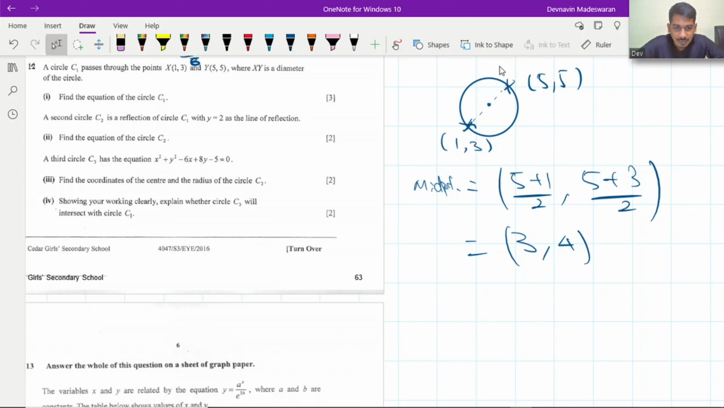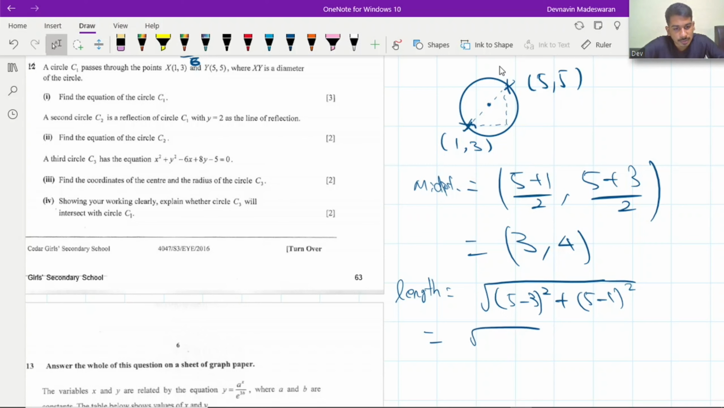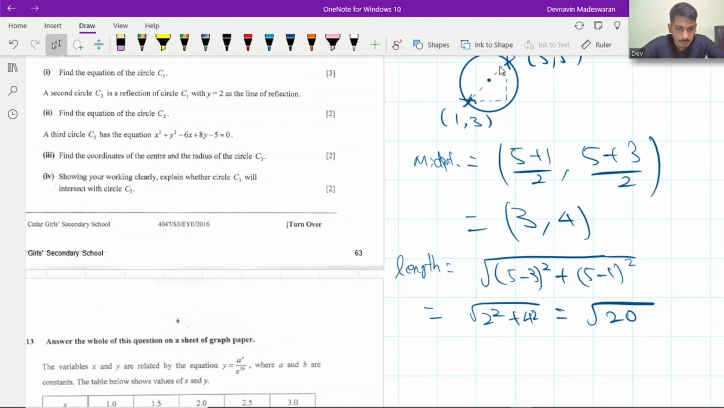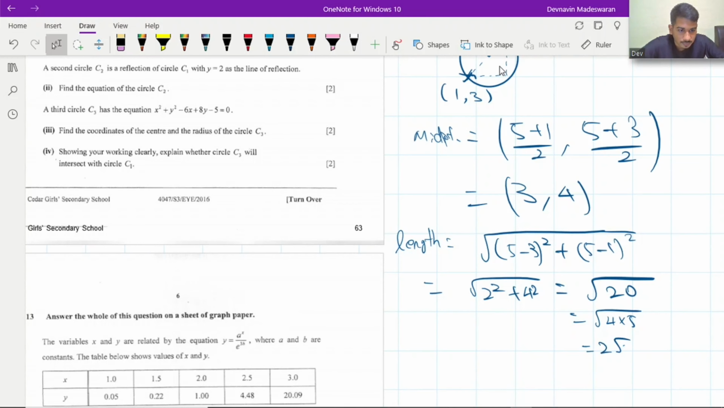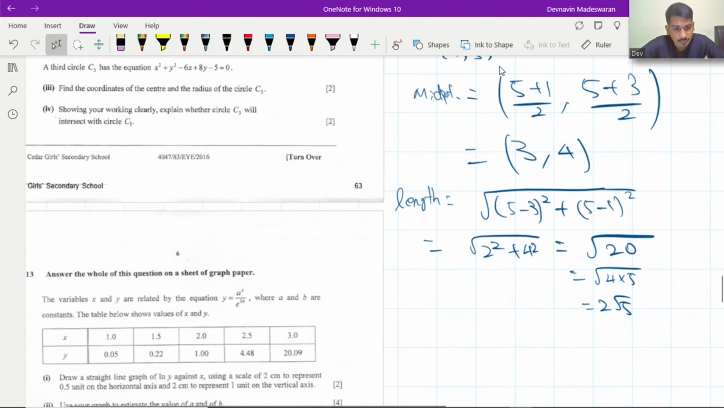Okay. The length of the radius, yeah, we can just use Pythagoras, right? It's going to be 5 minus 3 squared plus the x coordinate 5 minus 1 squared. It's going to be square root of 2 squared plus 4 squared, which is square root of 4 plus 16, 20, square root 20. Okay, and we divide by 2. Well, square root 20 is actually 4 times 5, which is 2 square root 5. So the radius is actually just square root 5.